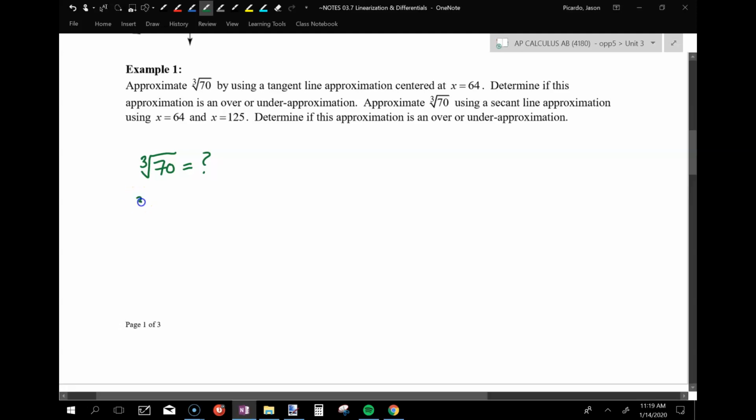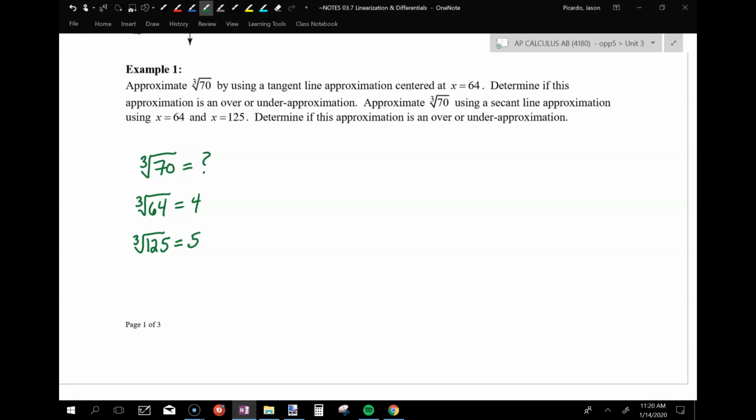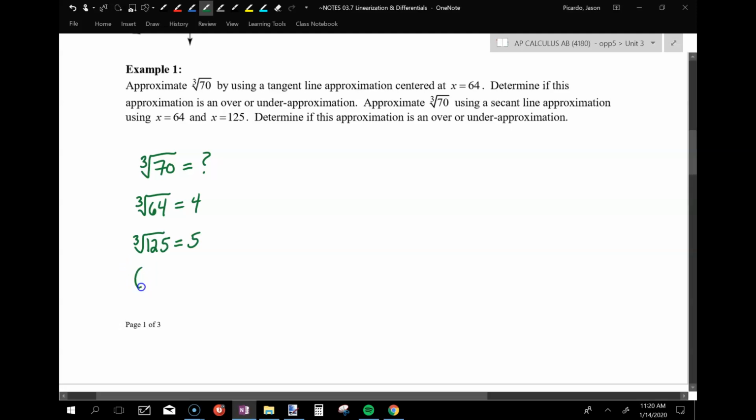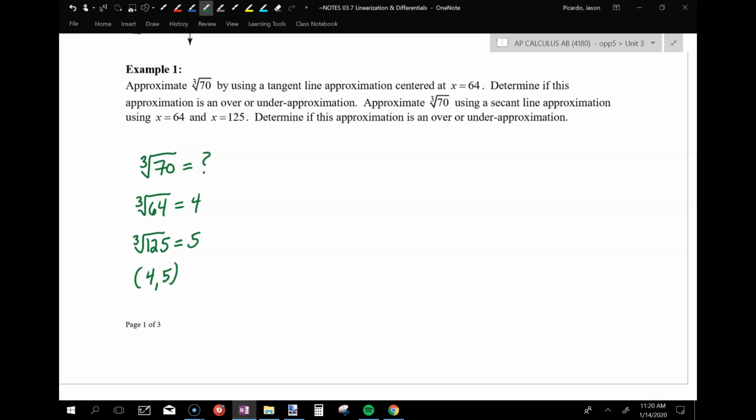Yeah, so like 2 times 2 times 2 is 8. 3 times 3 times 3 is 27. 4 times 4 times 4 is 64. 5 times 5 times 5 is 125, right? So you can at least give me a bound of where it lies. It lies somewhere between 4 and 5, in that interval. Everybody agree? All right.